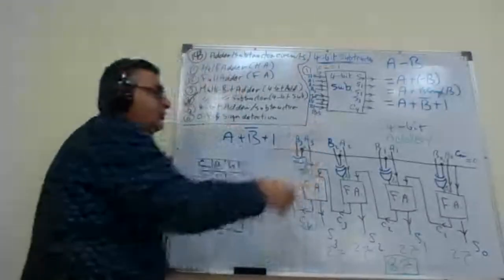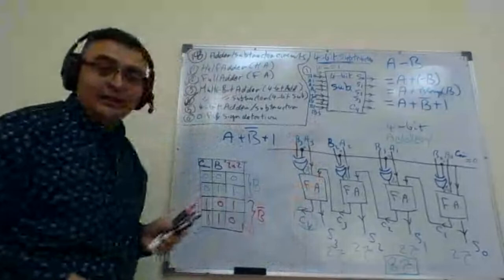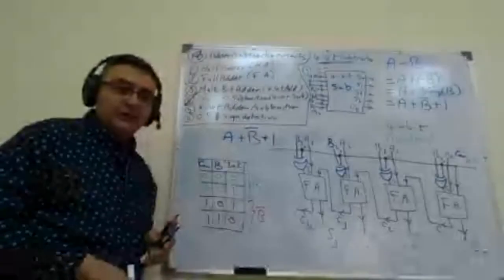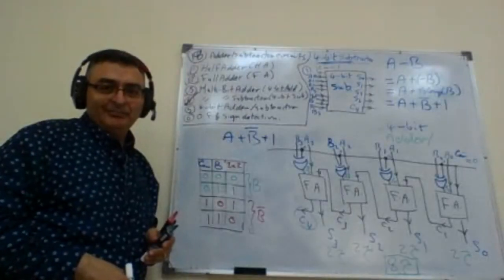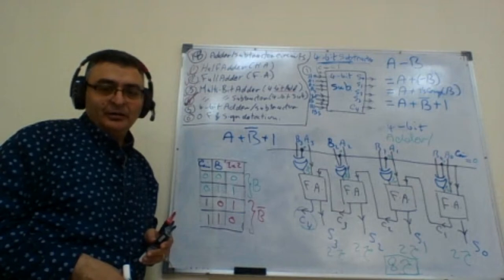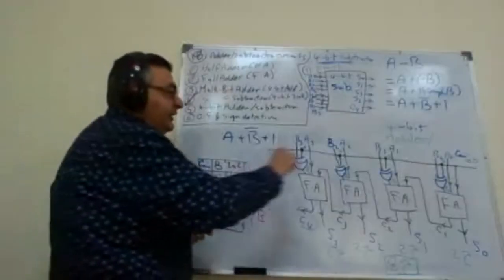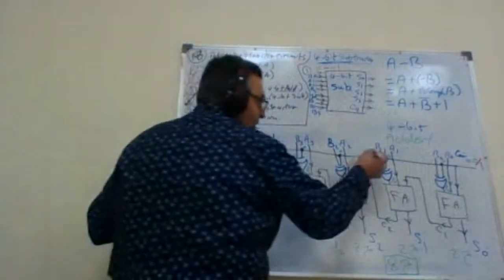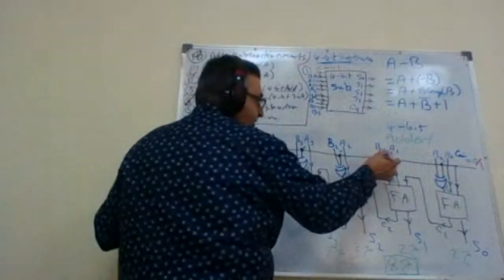And the circuit will act as an adder. Okay? Then what? When I change Cin to be 1, right now this line is actually having 1 at the Cin.